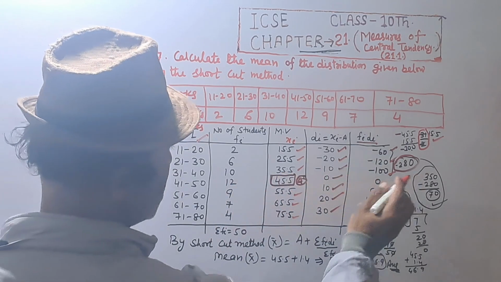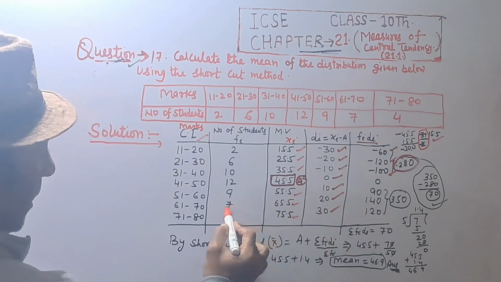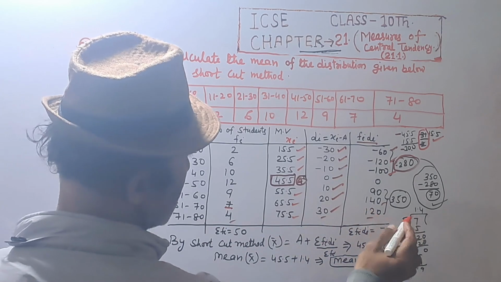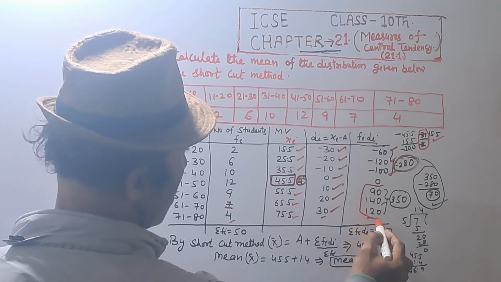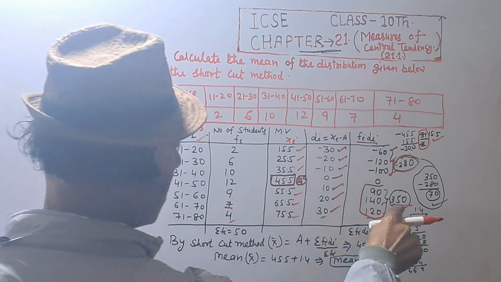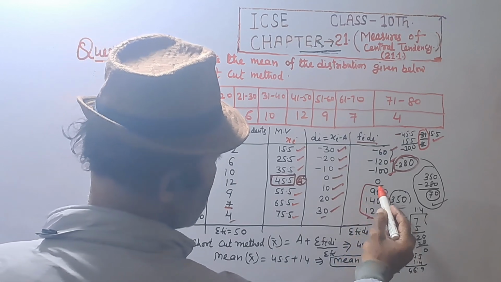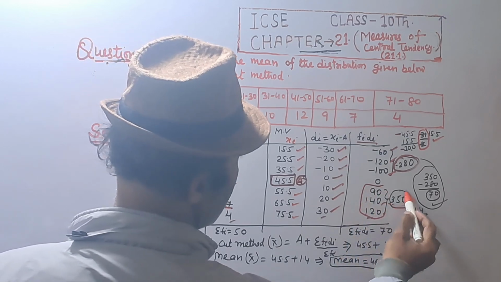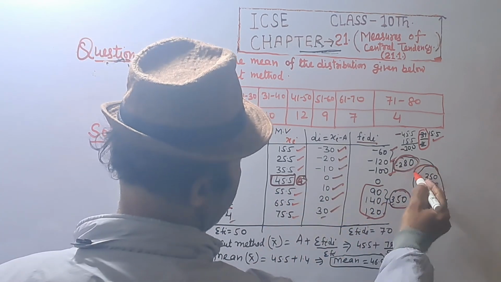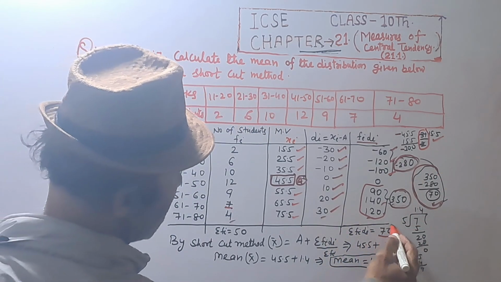And 12 multiplied by 0 is 0. 9 multiplied by 10 equal to 90, and 20 multiplied by 7 is equal to 140, and 4 multiplied by 30 equal to 120. And the sum of positive numbers equal to 350. 350 minus 280, that is positive 70. So summation fidi equal to positive 70.